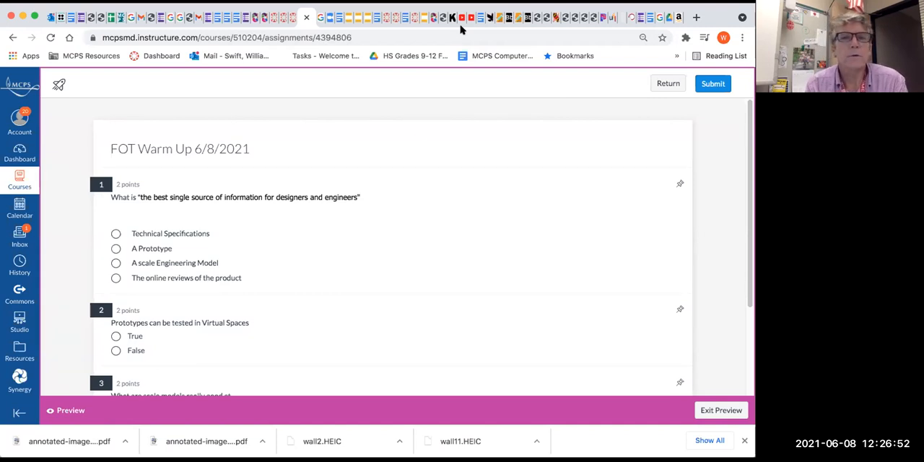Okay, question 1. What is the best single source of information for designers and engineers? In our presentation, okay, thank you, Edgar. What is the best single source of information for designers and engineers? Is it technical specifications, a prototype, a scale engineering model, or the online reviews of the product? What is the best single source of information for designers and engineers?